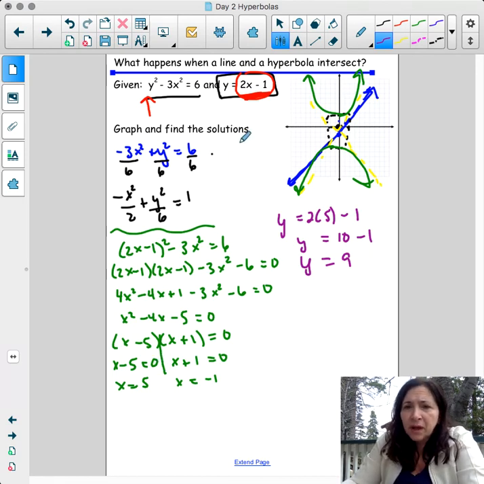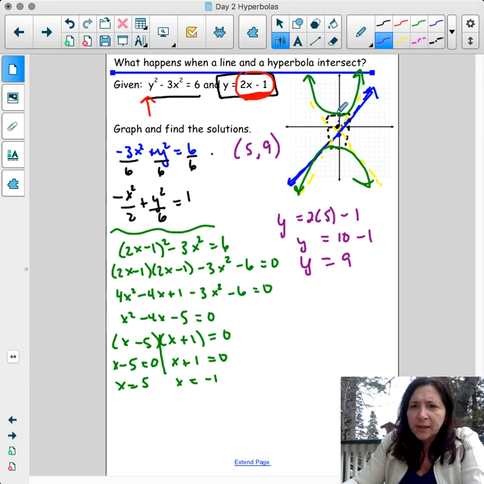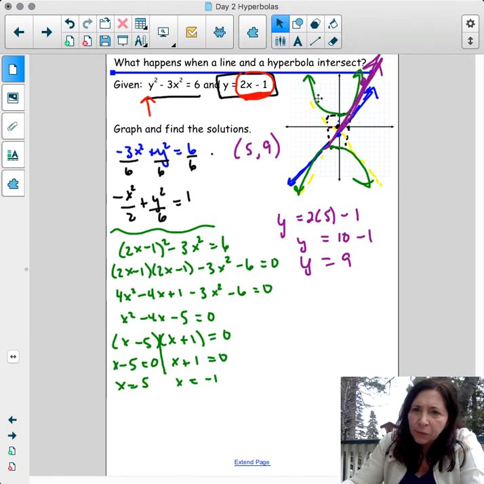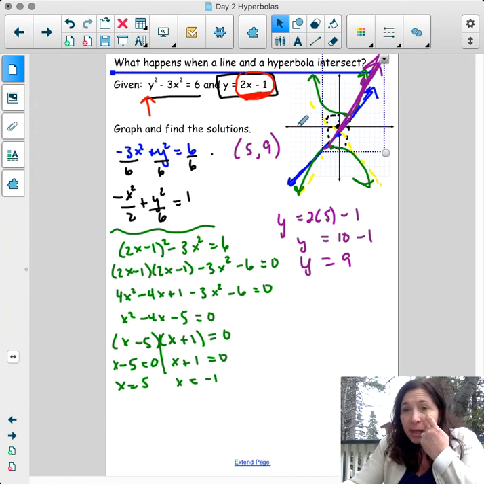So when I plugged in 5, I got 9. So over 5, up 9, that means that my graph actually intersected way up here at 5, 9, meaning that this line probably came up a little bit more steep than I drew it, and this parabola did that, and it connected right there at 5, 9.